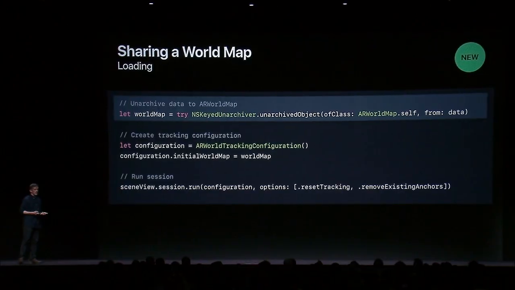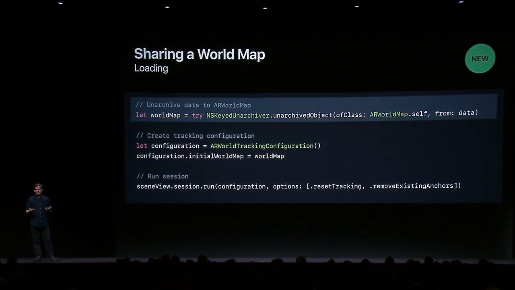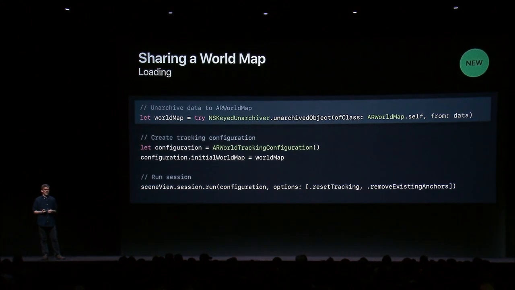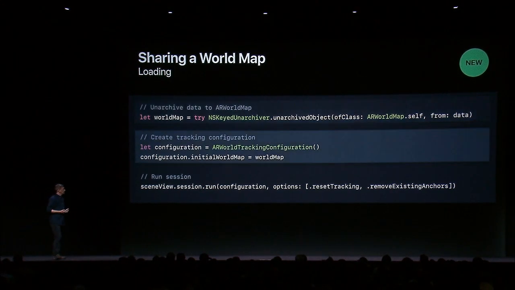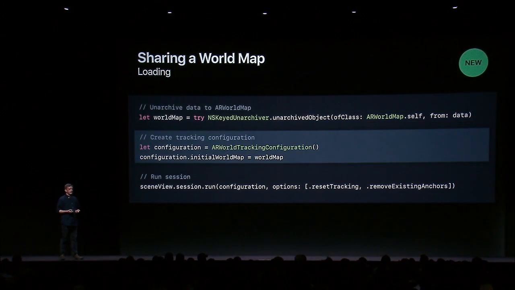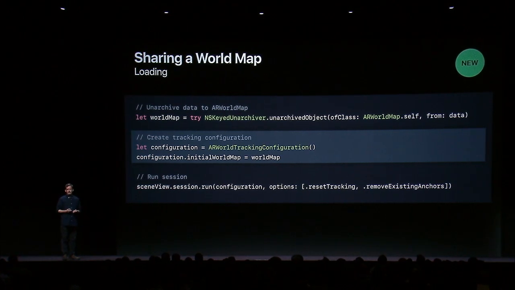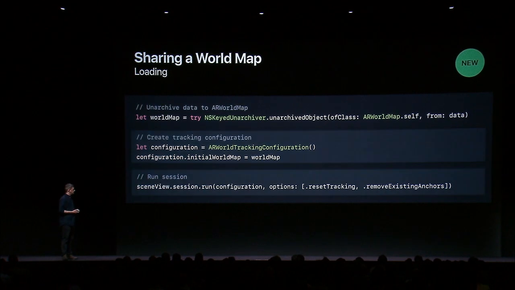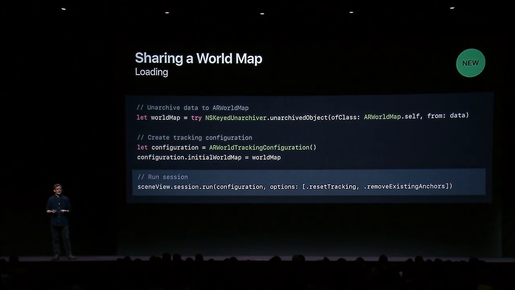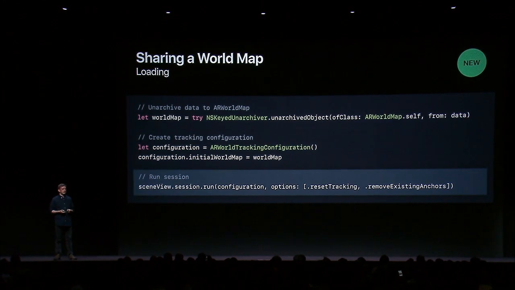So those are a couple of ways to get that world map data from one device to another. Let's talk about how you then load it on the second device. In this case, we use NSKeyedUnarchiver to inflate that world map again from the data that we received. We then build an ARWorldTrackingConfiguration and add the world map to that configuration object, setting up the way we want. And then lastly, we ask the AR session to run that configuration, resetting any existing anchors and tracking.